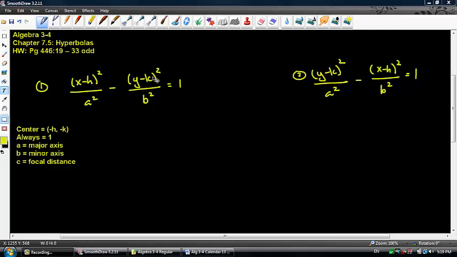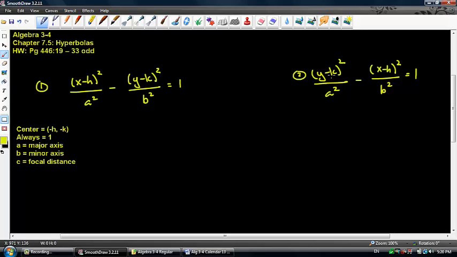Alright, let's get with chapter 7.5, which is learning how to graph a hyperbola. Hyperbolas are very similar to ellipses. If you notice the equations here, the two forms of the hyperbola go as follows. (x minus h) quantity squared over a squared minus (y minus k) squared over b squared equals 1.